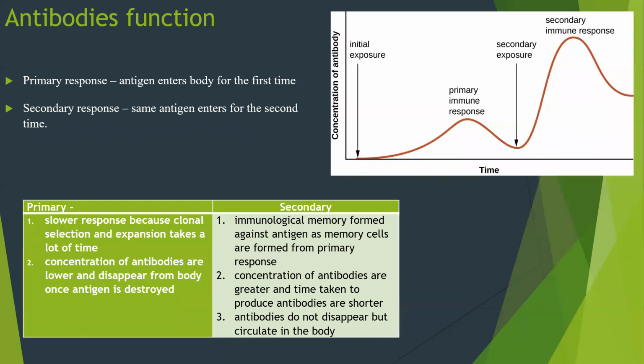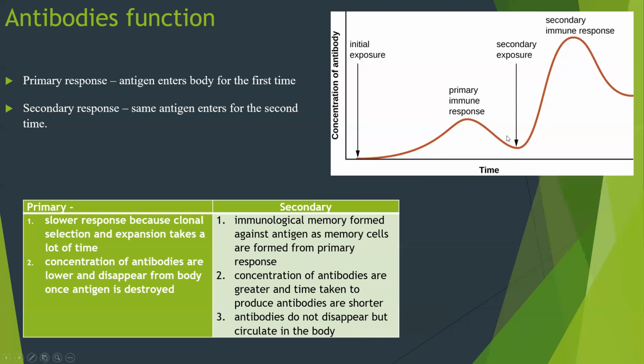So the next part about antibodies is about primary and secondary responses. Primary response is when an antigen enters the body for the first time, and secondary response is when the same antigen enters a second time. Obviously the primary response is much slower, because when the antigen first enters, it needs to undergo clonal selection and expansion. Eventually the antibody concentration goes up as the number of B cells increases, and then eventually it decreases.